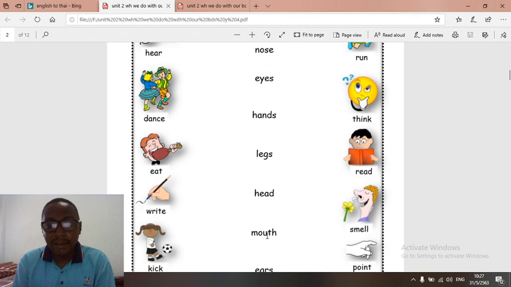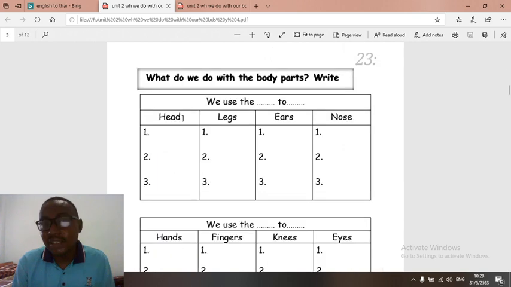Next exercise is what do we do with our body parts? For example, we use the head. What do we use the head to do? We use the head to think. What do you use the legs to do? You use the legs to kick. You use the legs to walk. So write a particular verb that suits the particular body parts.